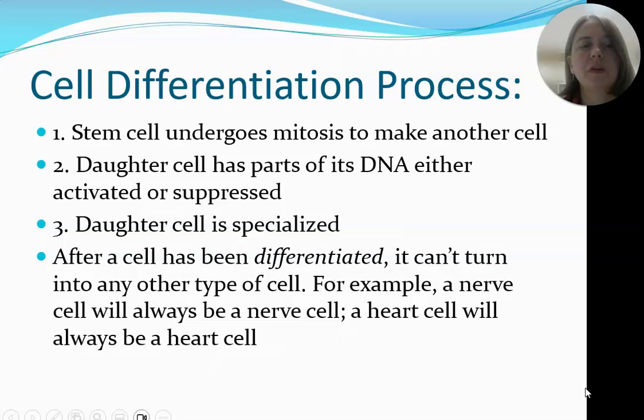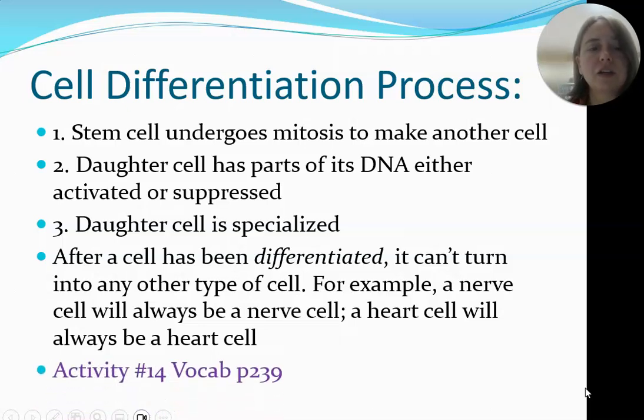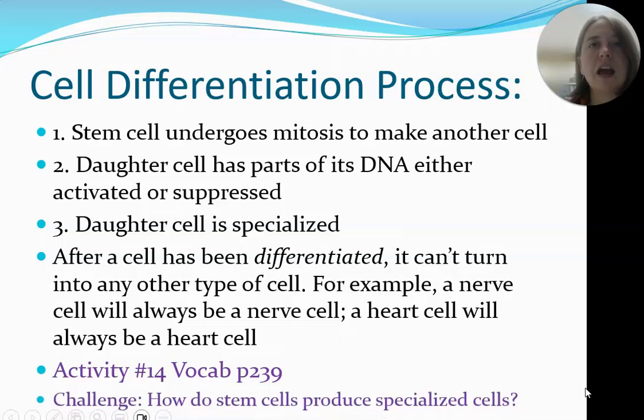Something you need to know. After a cell has been differentiated, it cannot turn into any other type of cell. For example, a nerve cell, once it has differentiated into a nerve cell, can only be a nerve cell. It cannot be a heart cell. Only heart cells can be heart cells. So please write that down. And make sure you do, we will be doing our activity number 14 vocab. And we'll have somebody answer the question, how do stem cells produce specialized cells?